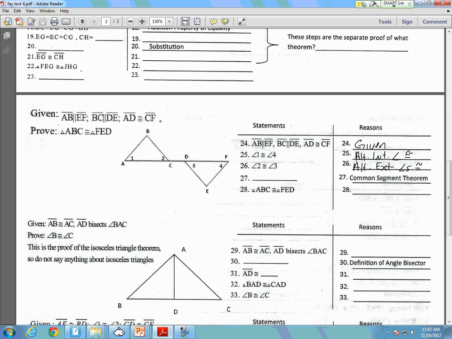The next part is telling you the common segment theorem. They're giving you the reason. Let's walk through why they use that reason. We're given the information that that segment there, A to D, is congruent to C to F. But what would be nice is if I could get rid of CD from both of those.